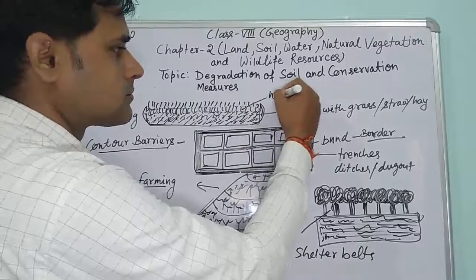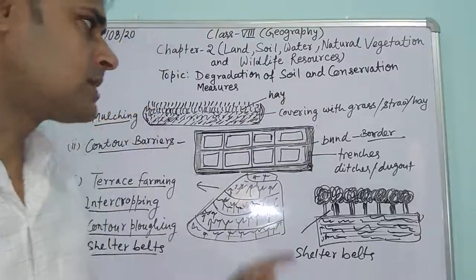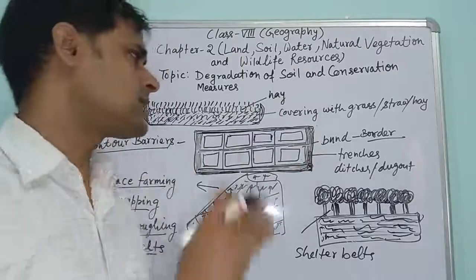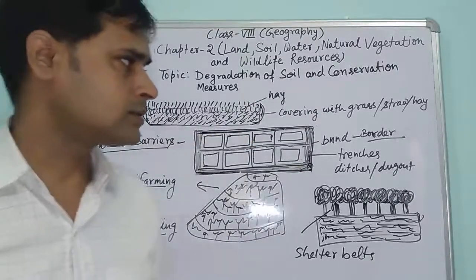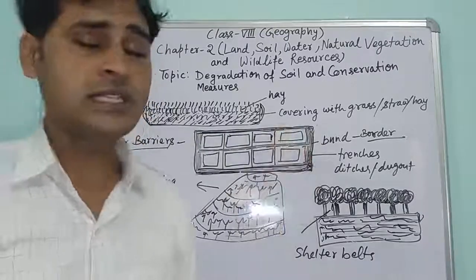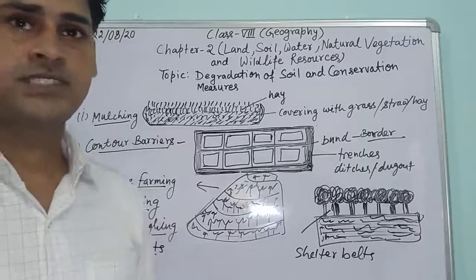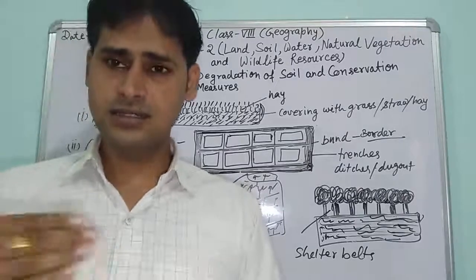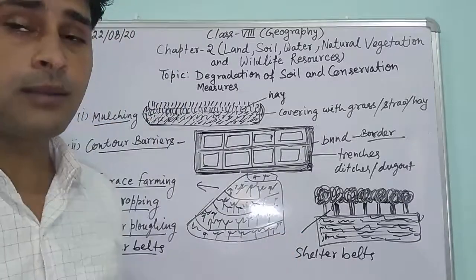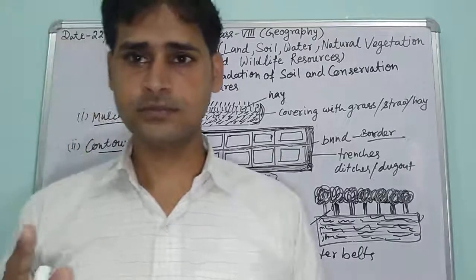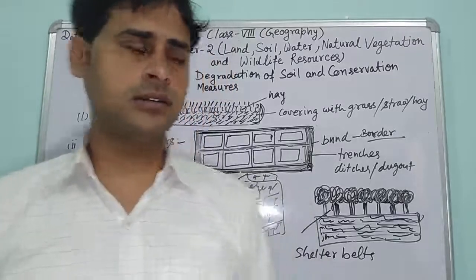Hay means what? Dry grass. Sometimes dry grass is used and sometimes green grass is also used. So it is covered with grass or straw. Why is this done? It helps to retain the soil moisture. Okay, means it keeps the soil moisture.